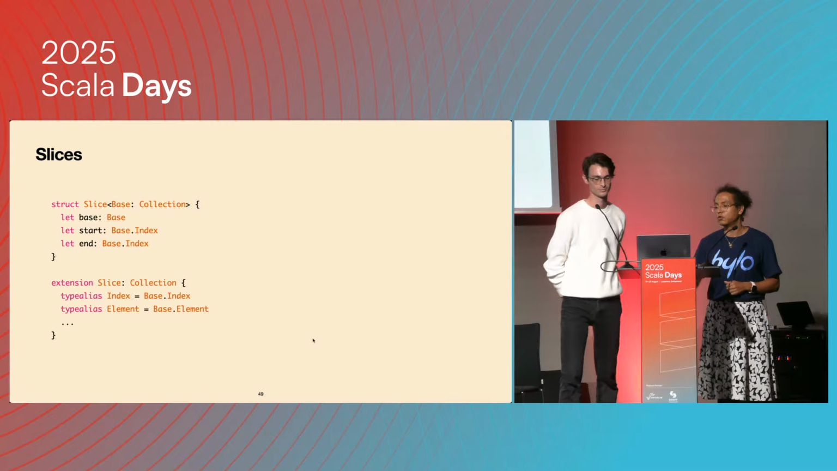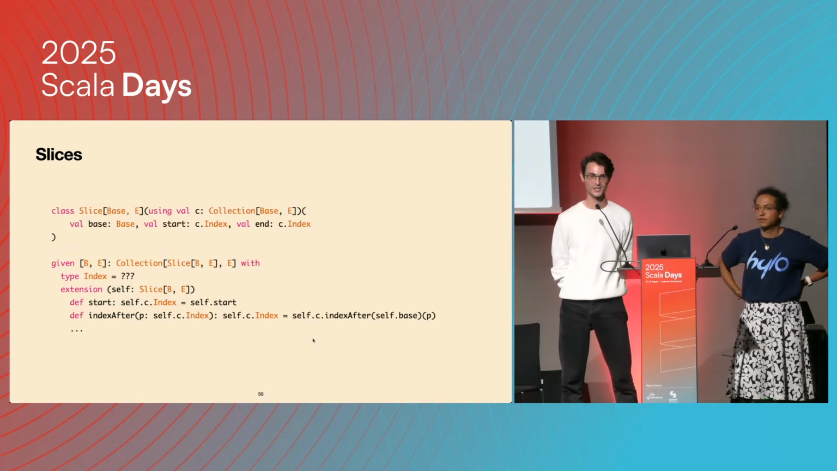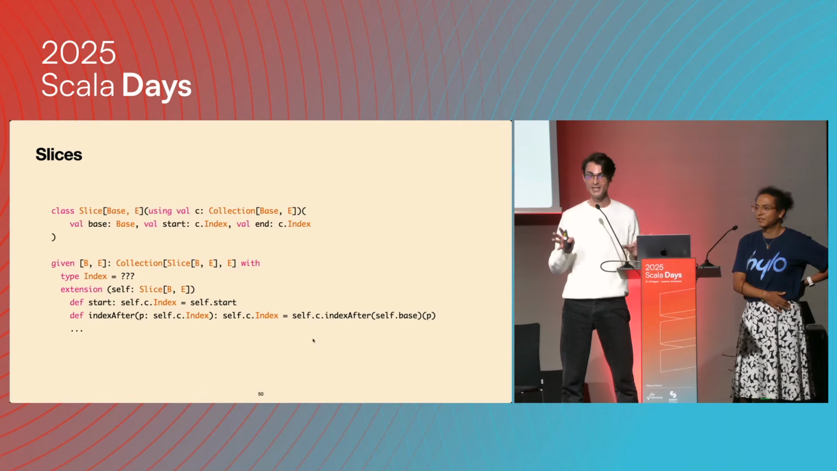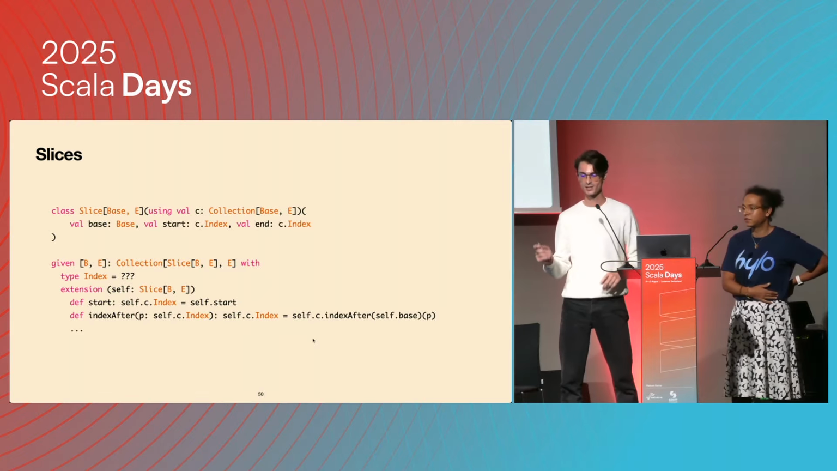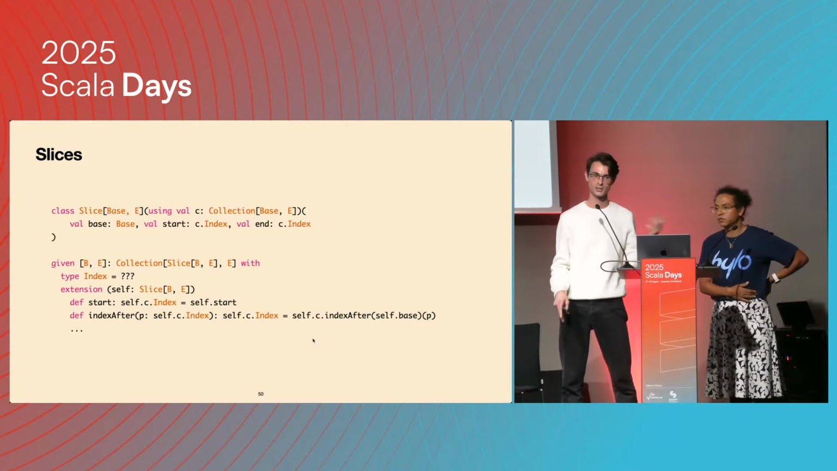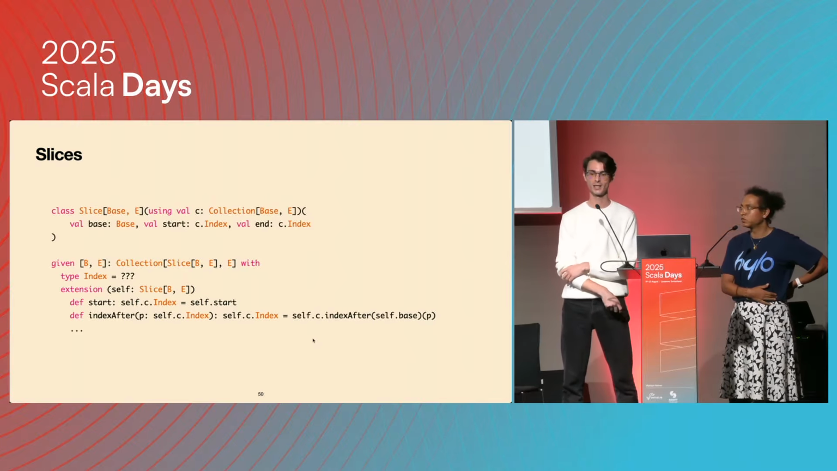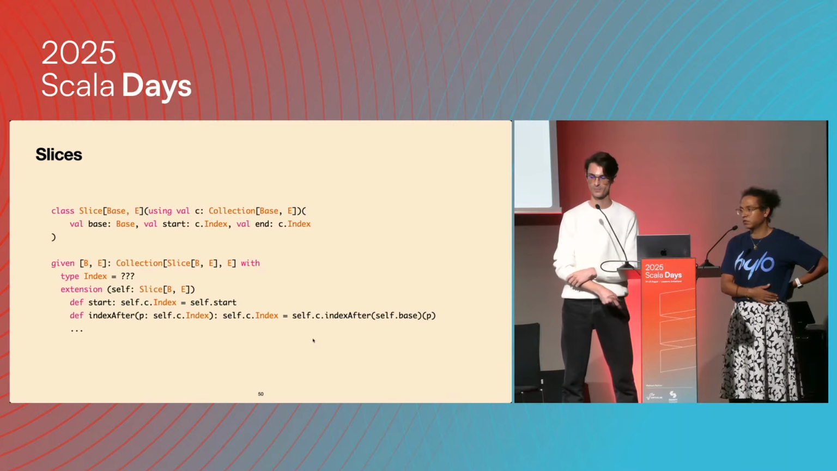Now, let's try to do that in Scala. So once again, we can do it, but it does admittedly get a little bit complicated at this point. So I hope you're ready for it. If we try to naively translate what we were doing in Swift, we would create a class for the slices, take three parameters for the base, start, and end, similarly to what we were doing in Swift, and additionally require an instance that this base is a collection, which, by the way, gives us the type of indices.